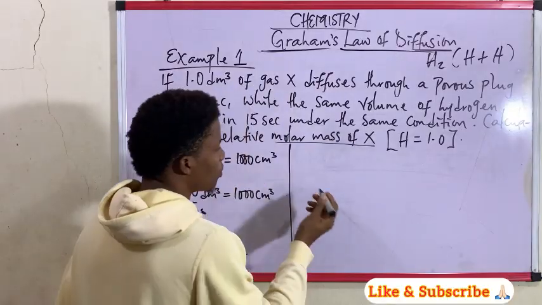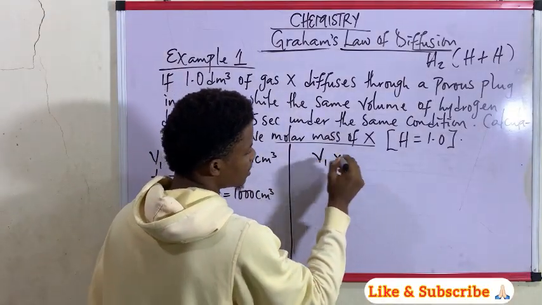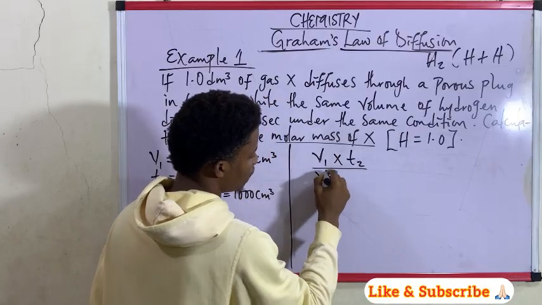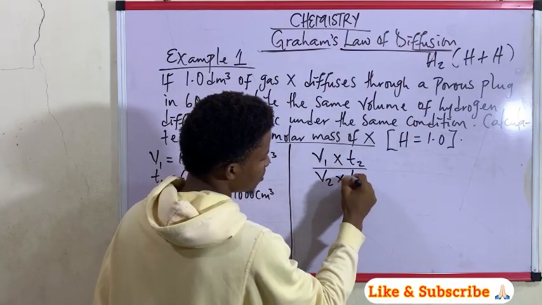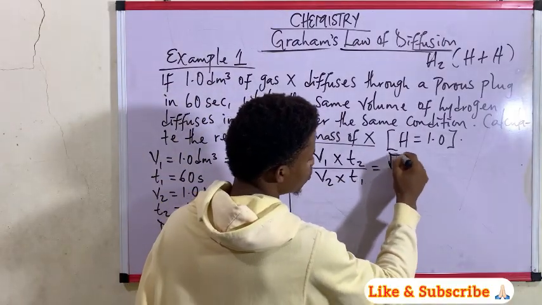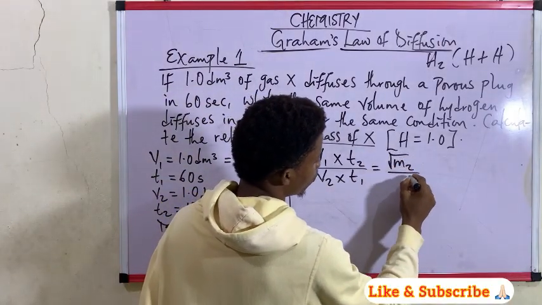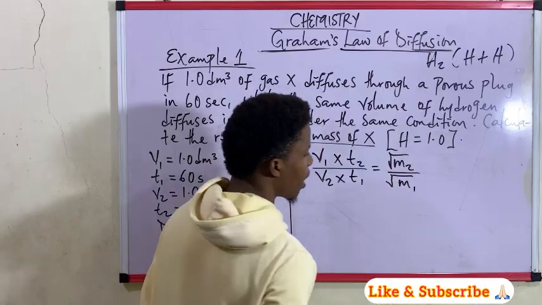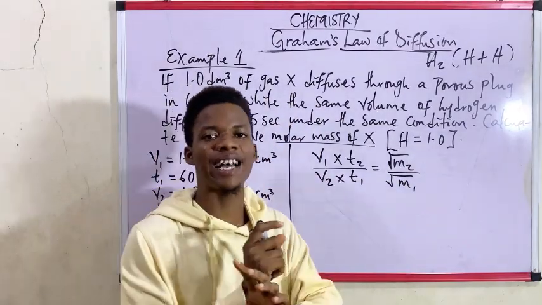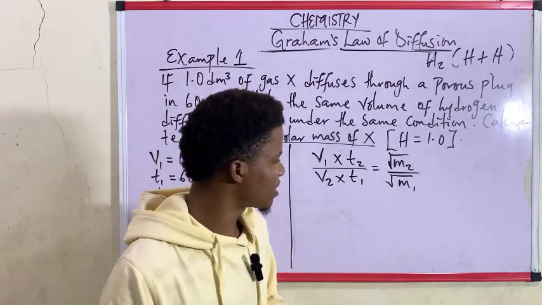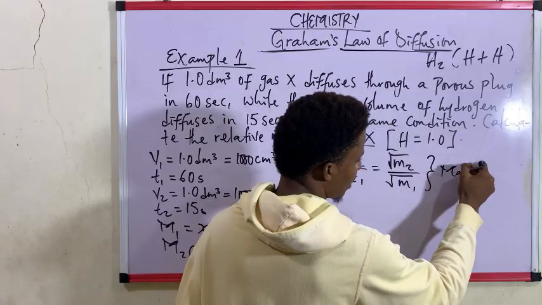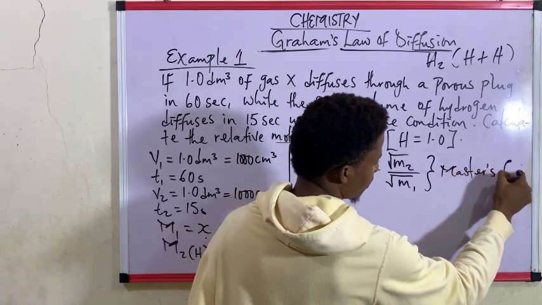Now, what's the shortcut formula? V1 times T2 all over V2 times T1, equal to root M2 over root M1. This is the formula we are going to be using for this question. Alright? It will give you your answer fast and sweet. Okay? So this is the master's formula. I like to call it the master's formula.